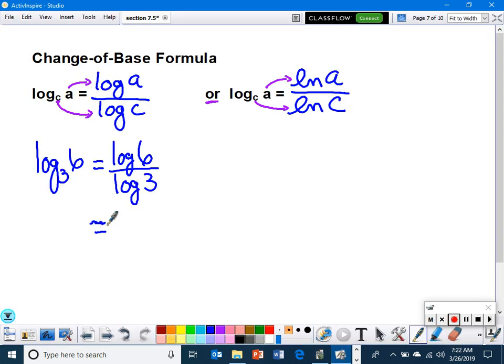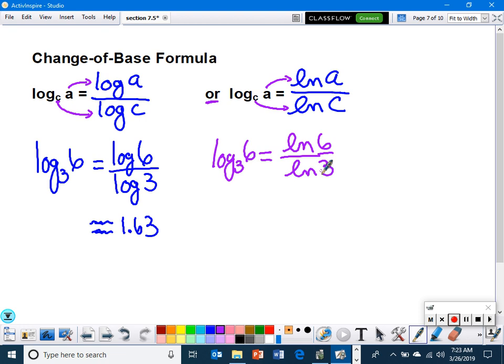So I'm going to do approximately 1.63. The cool thing is you can use natural log instead. So let me take the same problem, log base 3 of 6, and let me rewrite that as natural log of 6 over natural log of 3.